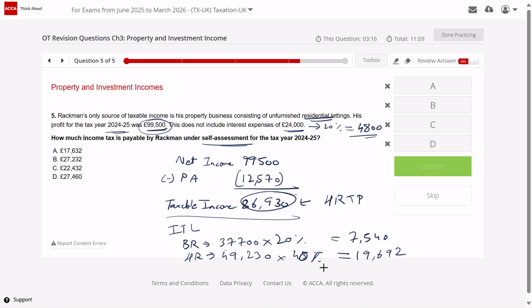So that makes it 19,692. So what is my liability? Plus 7,540, that is 27,232. Now in this, I will be getting basic rate income tax relief for interest expense of residential property of 4,800. 4,800 will be reduced. So this is basic rate interest relief. If I reduce 4,800, that makes it 22,432. That is option C.